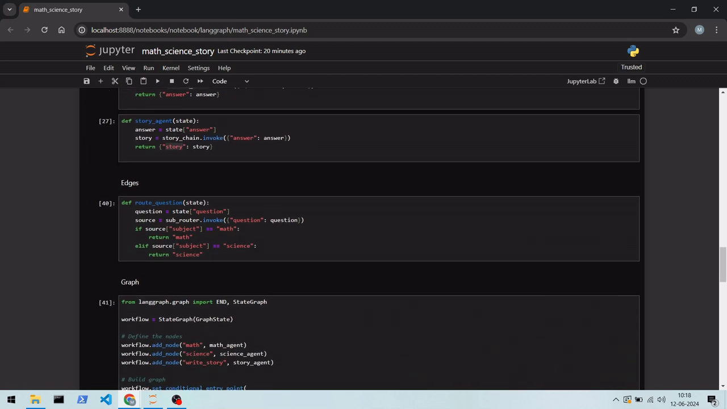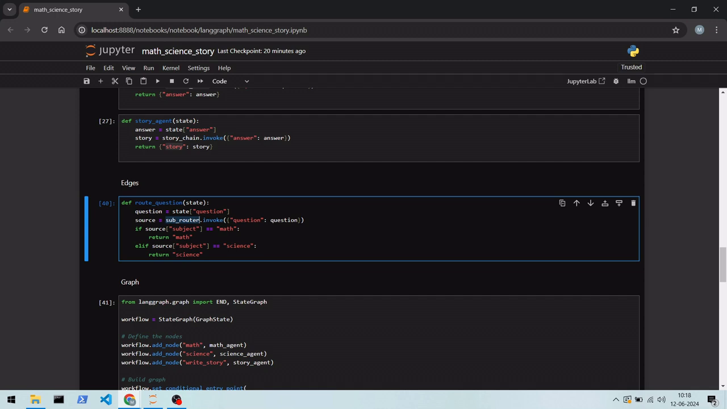Next one is an edge. It invokes the router chain. It sends the question and it gets the value whether it is math or science. Based on that, it moves to the next node.